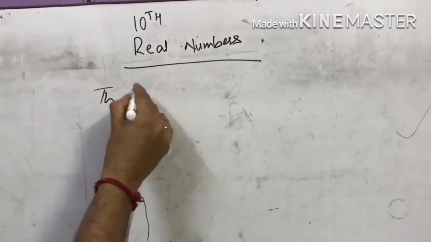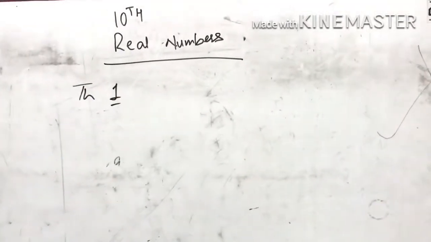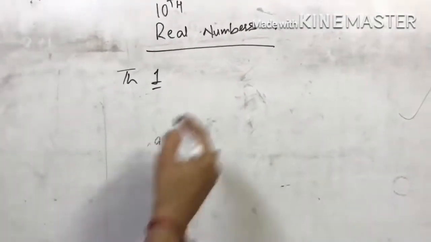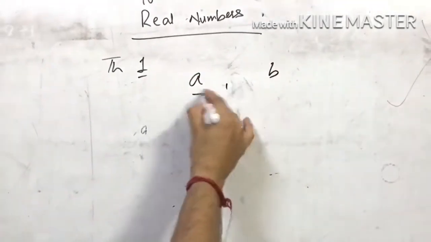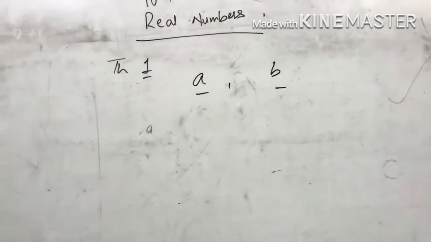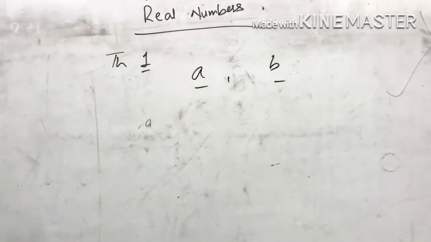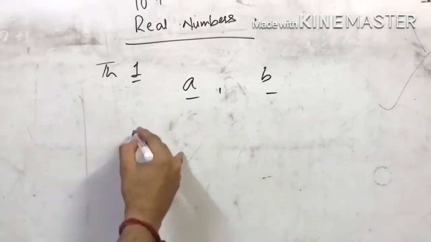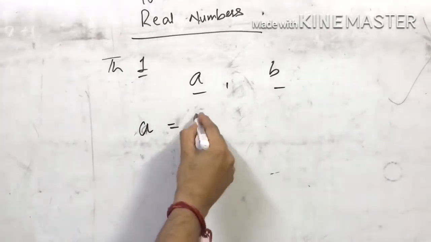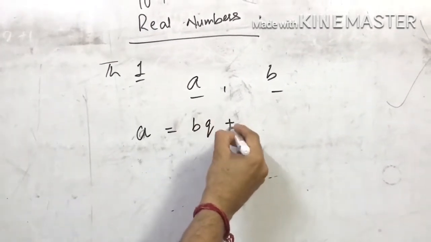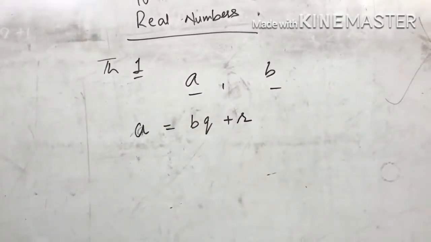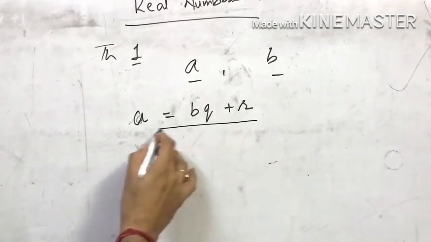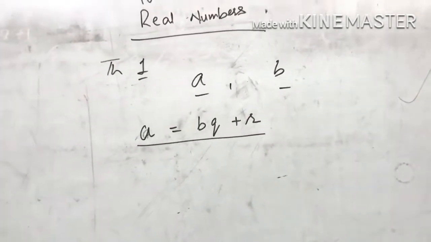NCERT theorem number 1 states Euclid division lemma. So what is Euclid division lemma? You are given two positive integers a and b. As per Euclid division lemma, if you have two integers a and b, there exist unique integers q and r such that a is equal to b multiplied by q plus r. Euclid division lemma says that it will satisfy this equation.